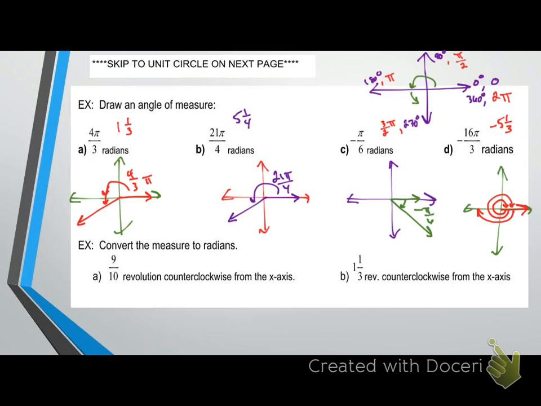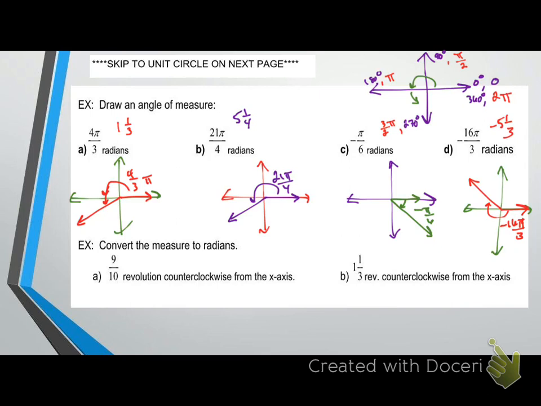A third is less than a half, so I don't want to go up to the positive y-axis. It's going to put me somewhere in here, in quadrant 2. So I draw my angle here in quadrant 2. Okay? Hopefully that makes sense. If not, come see me and we'll figure it out.